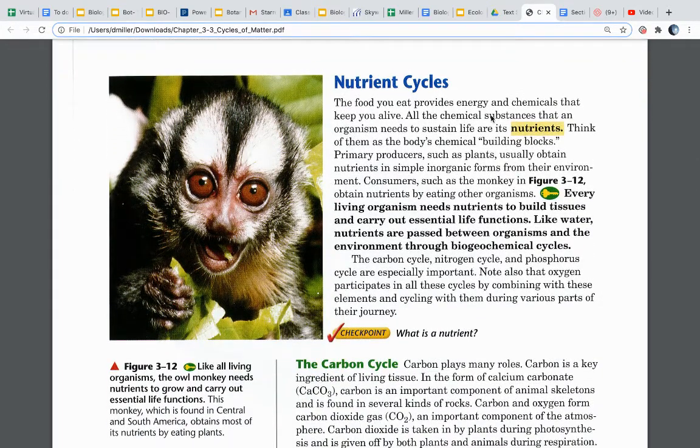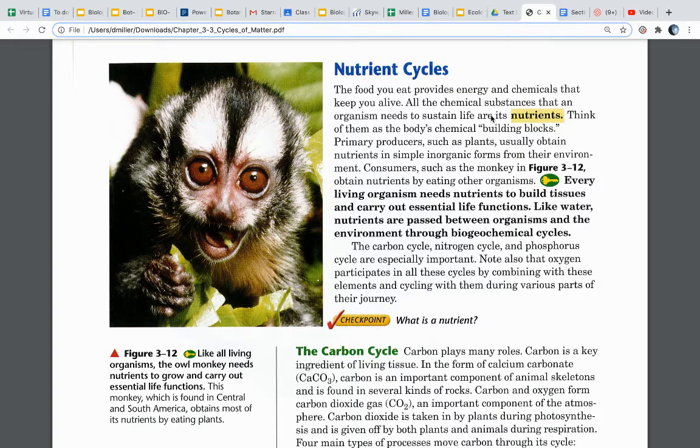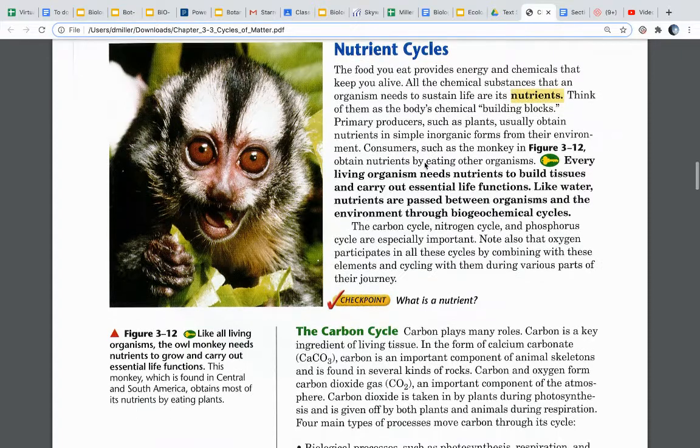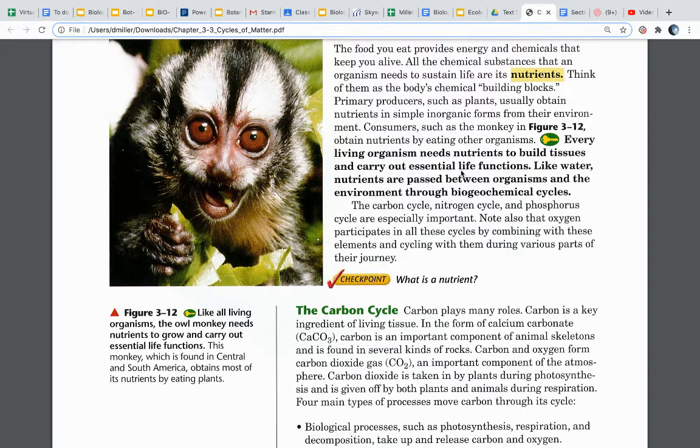Nutrient cycles. The food you eat provides energy and chemicals that keep you alive. All the chemical substances that an organism needs to sustain life are its nutrients. Think of them as the body's chemical building blocks. Primary producers, such as plants, usually obtain nutrients in simple or inorganic forms from their environment. Consumers, such as the monkey in figure 3.12, obtain nutrients by eating other organisms. Every living organism needs nutrients to build tissues and carry out essential life functions. Like water, nutrients are passed between organisms and the environment through biogeochemical cycles.